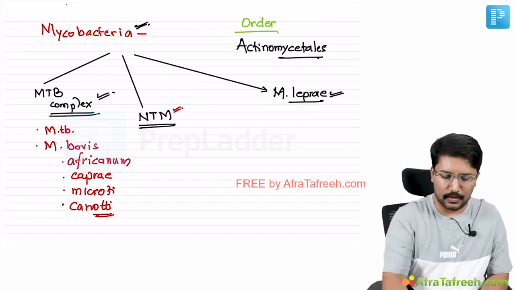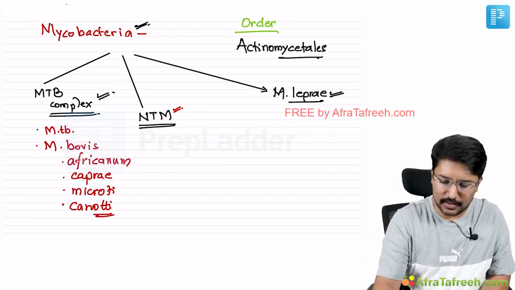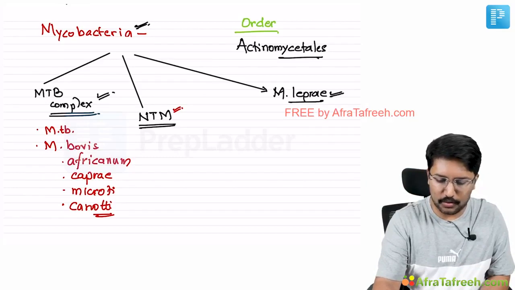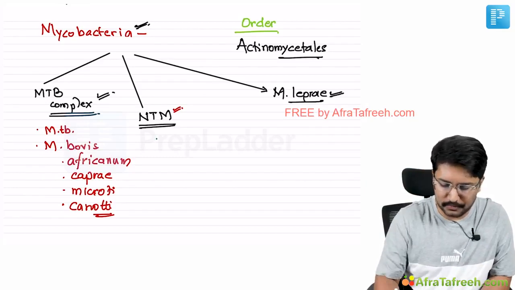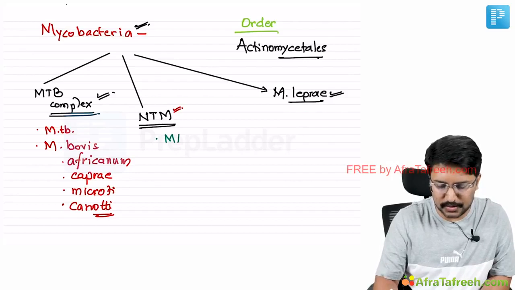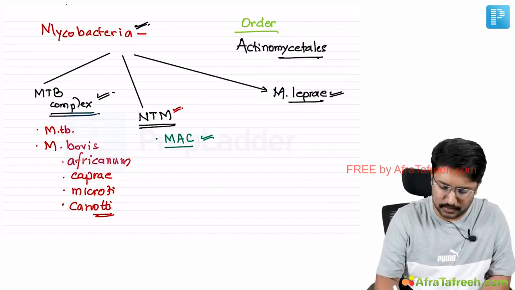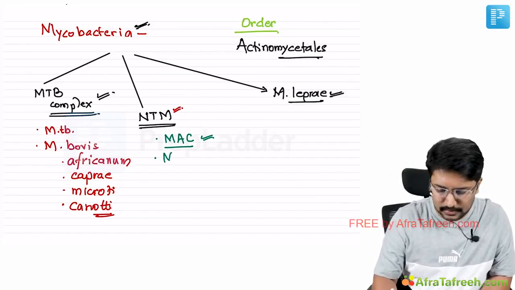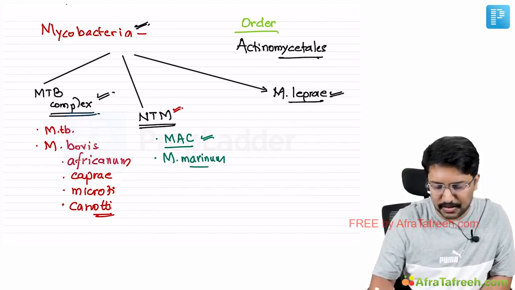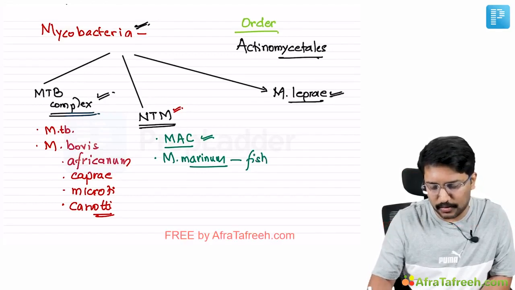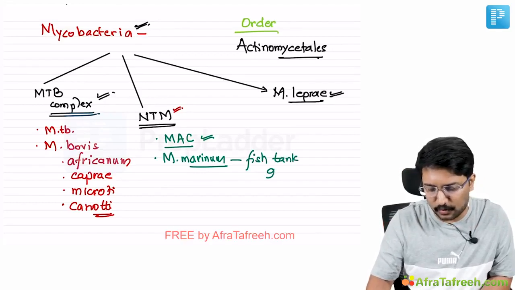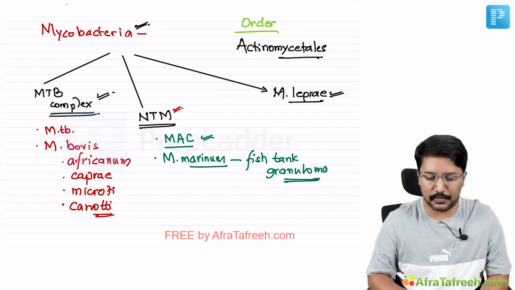Okay, clear? Now, what are the organisms that should be listed under our non-tubercular mycobacteria? The first thing that should come to our mind is this opportunistic infection called Mycobacterium avium intracellulare complex, MAC, right? So we will be discussing more about it. Now, apart from that, there is one organism called M. marinum, which is known to cause fish tank granuloma. This is one more important MCQ. Fish tank granuloma is caused by which organism? It is M. marinum.